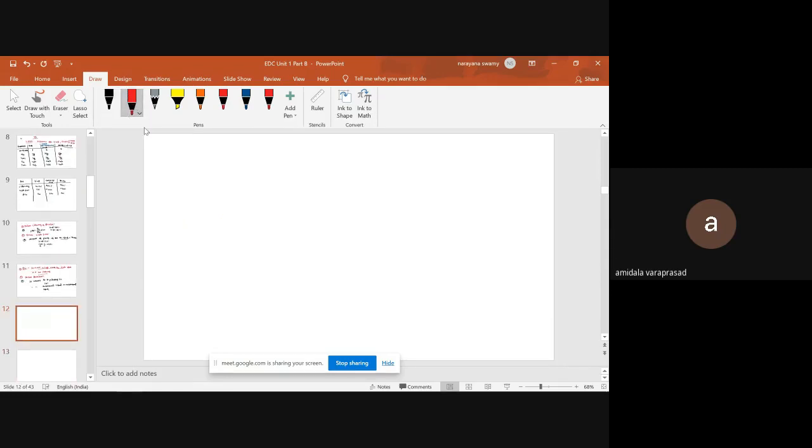Next one is define clipper. A clipper is a circuit. But before going to clipper, types of filters.